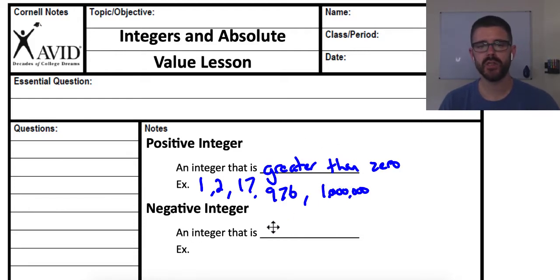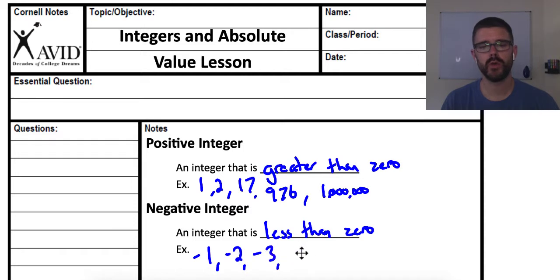A negative integer is an integer that is less than 0. And we know that they're less than 0 because they're going to have a negative sign on them. That's how we kind of tell. So it could be -1, -2, -3, -147, anything that is less than 0. So positive integers are simply that. They're positive numbers greater than 0, and negative numbers are less than 0.